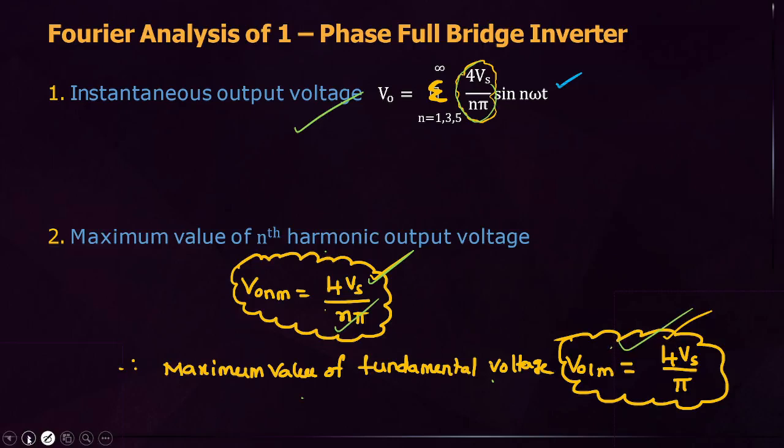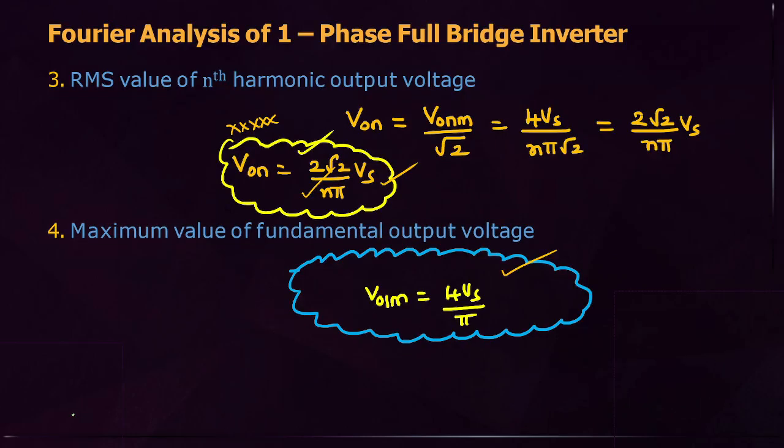All these formulas are for which one? Full bridge. If they ask about the half bridge, it is easy to manipulate. Just here, instead of 4Vs, we get 2Vs, because we replace Vs by Vs by 2. That is for half bridge inverters. Once you remember the formulas for full bridge, no need to remember for half bridge. Just replace Vs by Vs by 2. Then what is the RMS value of the nth harmonic output voltage?